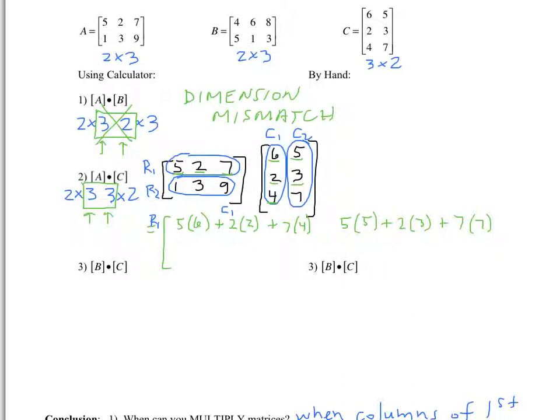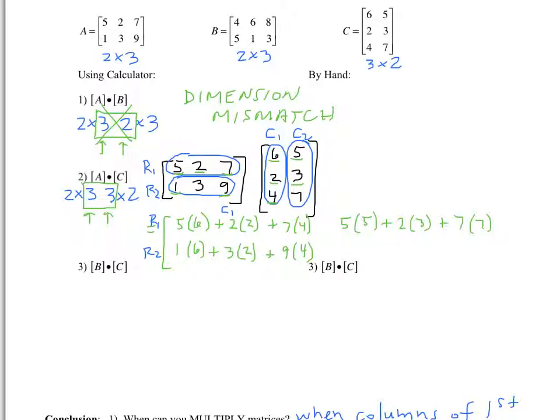Now we have to do this all again for row 2. So now I'm going to multiply row 2 by column 1. So we have 1 times 6 plus the second element 3 times the second element 2 plus the third element 9 times the third element 4. So that was row 2, column 1. It goes in row 2, column 1 of our product matrix.